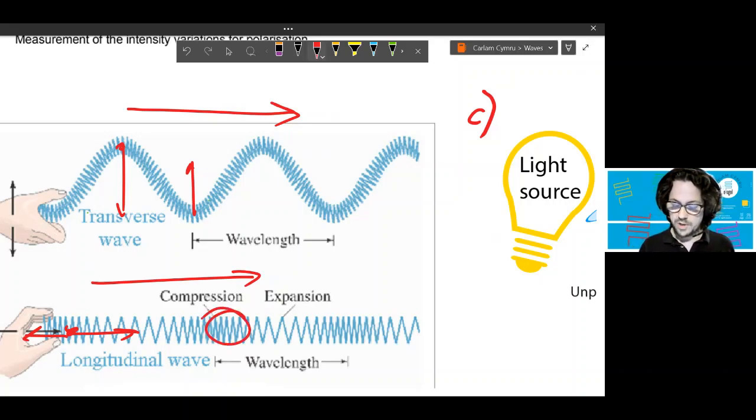This region here is a compression. This is an expansion, sometimes called a rarefaction. And that's really all you need to know, is those two definitions.